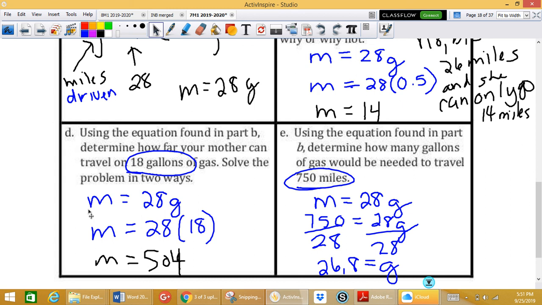Using the equation you found in part B, determine how many gallons of gas would be needed to drive 750 miles. Since this is our Y, I plug it in for our M right here. So 750 equals 28G. Divide each side by 28. I get 26.8 gallons. So almost 27 gallons to go 750 miles.